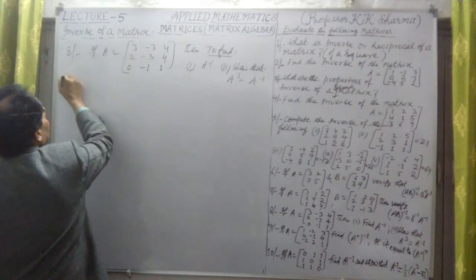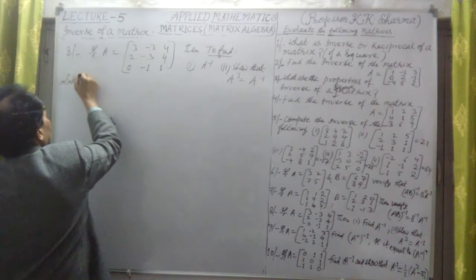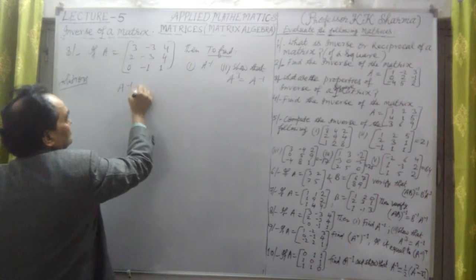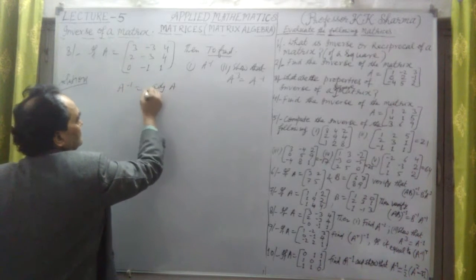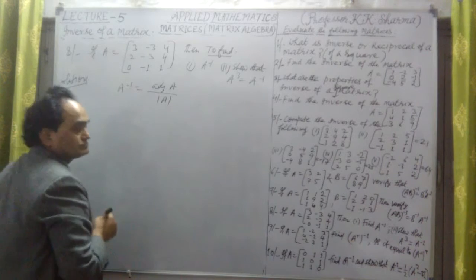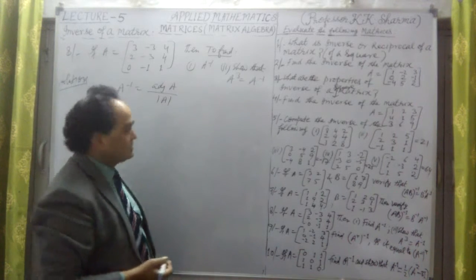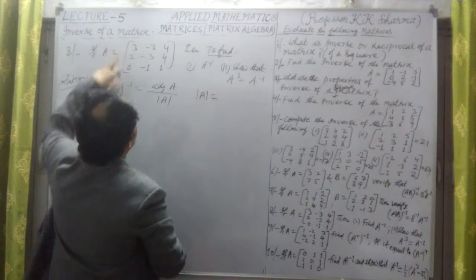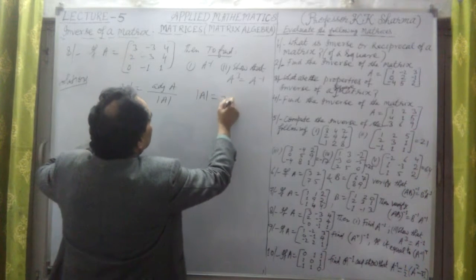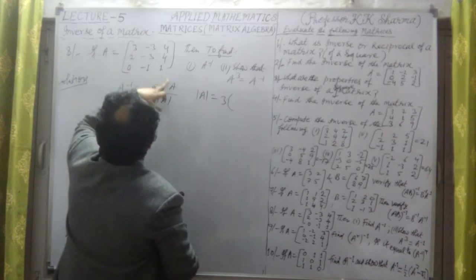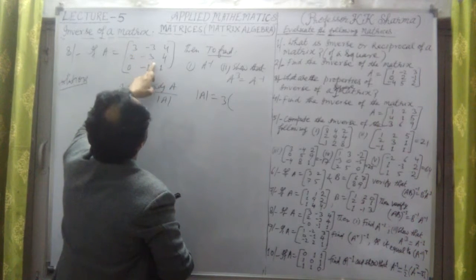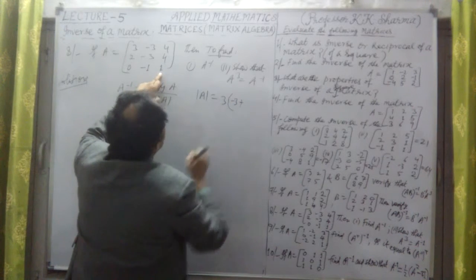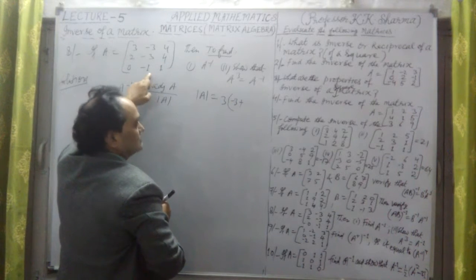First is the solution for A inverse. Here A inverse, we know, is equal to adjoint of A divided by determinant of A. This is the definition of inverse of any matrix. Now what is determinant A? Let me calculate. Determinant A will be 3 into, let me take 3, minus 3 into 1 is minus 3.